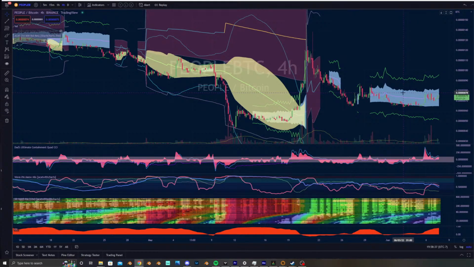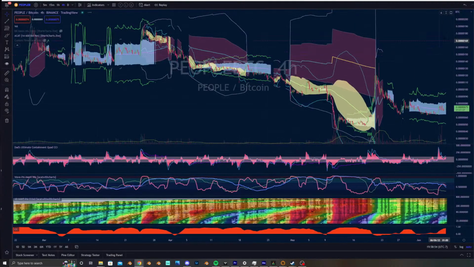Cool. Anyway, all I'm really seeing on this chart is that it's completely compressed on the 4-hour. So sure, if you have a breakout, 14 period above 0.7, go for it. But other than that, I'm kind of not interested.